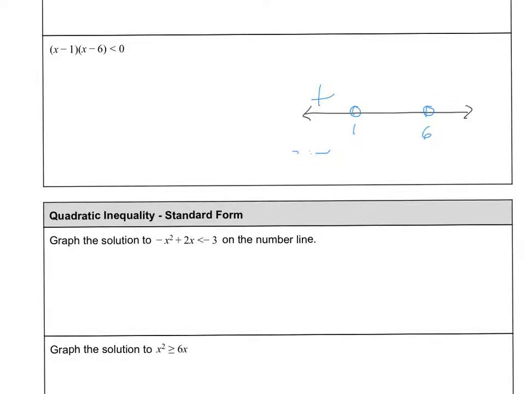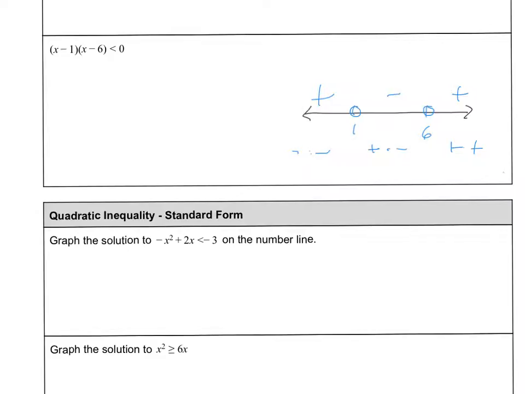Positive. For the middle section, I might pick any number between 1 and 6 that I want. So maybe I'll pick a 2. 2 minus 1 is positive. I actually know the answer, but I don't care about the answer. That's why I'm not saying it. And then 2 minus 6 would be a negative number. So we have a positive times a negative, which is always negative. So this will be negative. And then I'll pick a gigantically huge number. So 10 billion minus 1 is positive. 10 billion minus 6 is positive. So I have a positive times a positive, which is still positive.